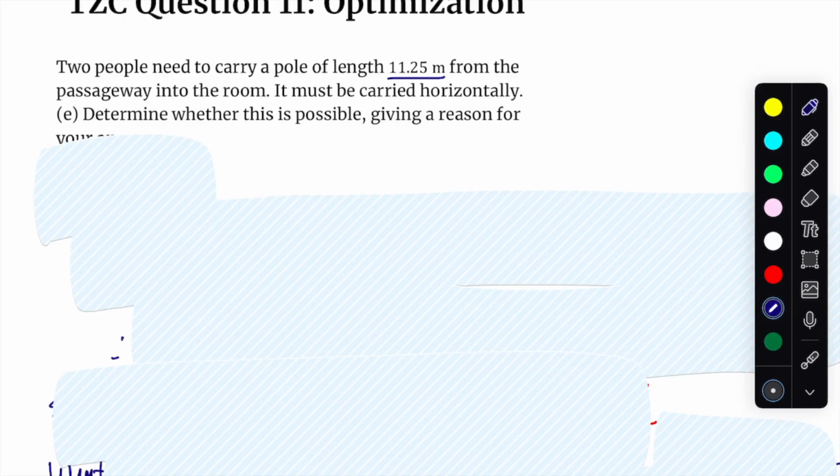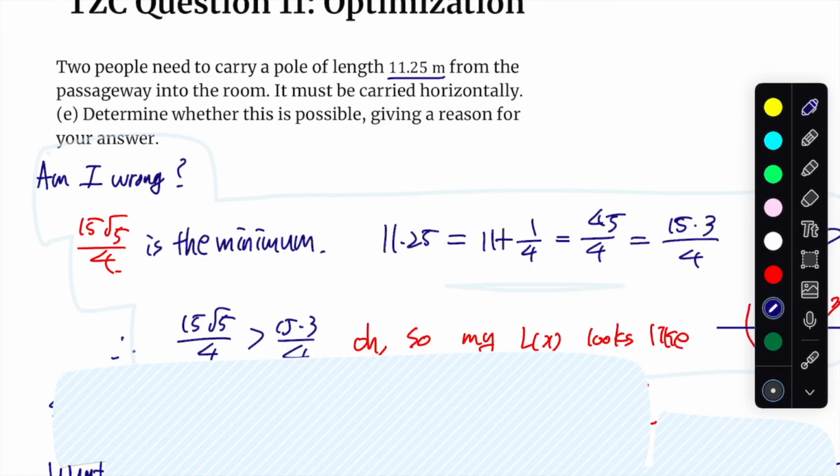I'm going to give you the wrong answer, okay, and explain to me why I'm wrong, okay? So what I've done first is the following. Look at this. This is the minimum value. So if it's a minimum value and I had a turning point, it's going to look like that, right? So I know that my arctangent 2 will give you the 15 root 5 over 4 from something like that of the concave up stationary point. Okay, and then my length of the pole is 11.25.